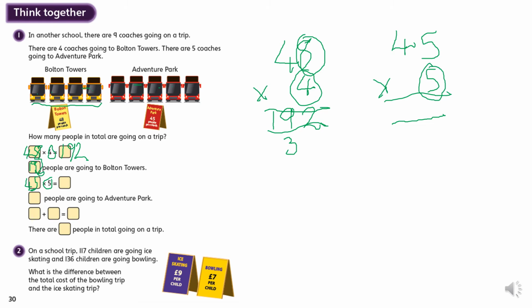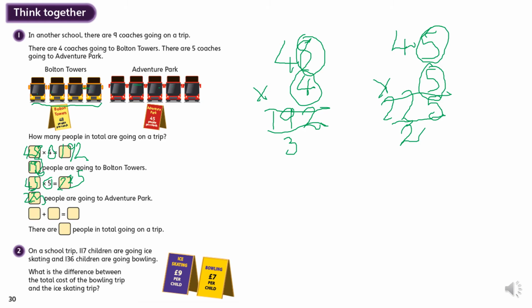I start with my ones, so I have 5 multiplied by 5. 5 times 5 is 25. So my 5 goes in my ones and my 2 for my 20 goes in my tens. Then I have 5 multiplied by 4, which I know is 20, or 200 because it's 40 multiplied by 5. Add the 20 is 225. So I've got 225 people going to the adventure park.